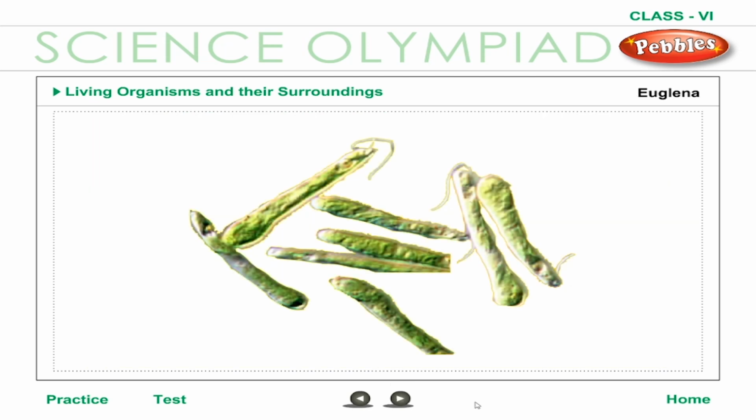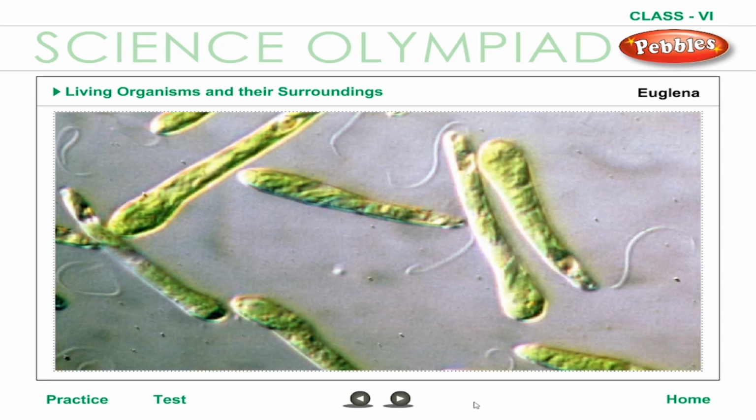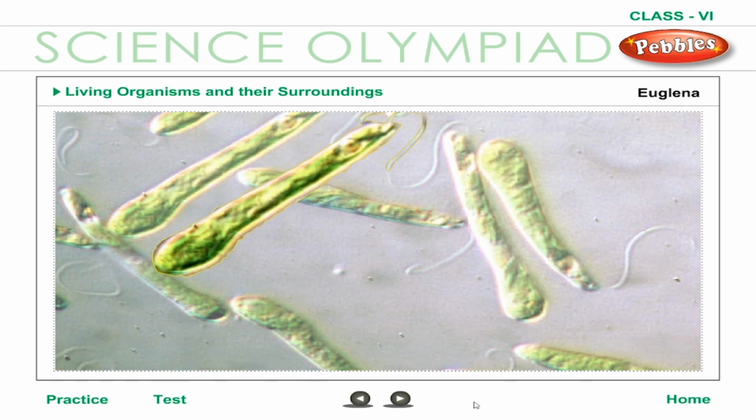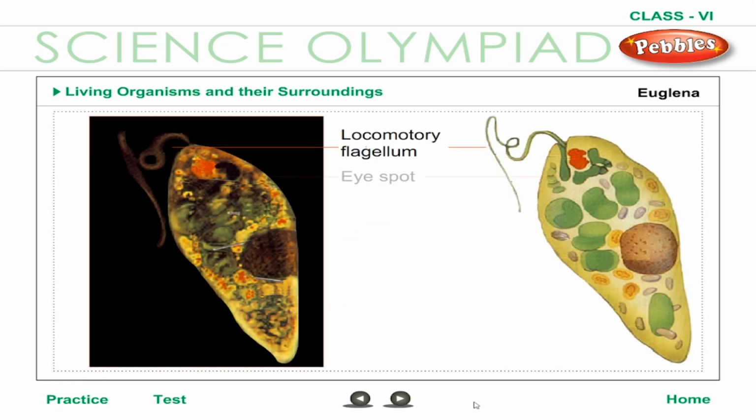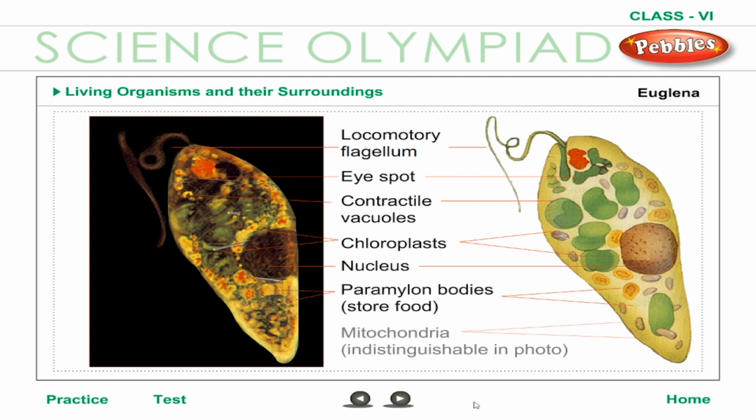Euglena. The unicellular organism Euglena possesses characteristics of both plants and animals. It lacks a cell wall like the animals, but contains the green pigment chlorophyll, a plant characteristic.